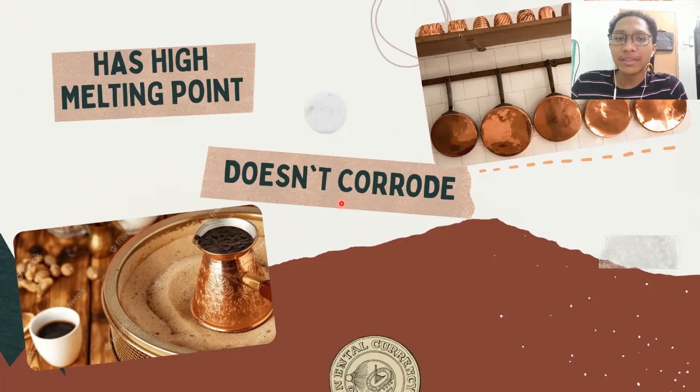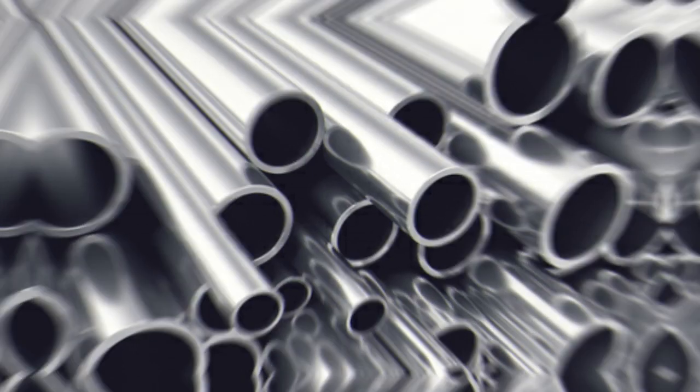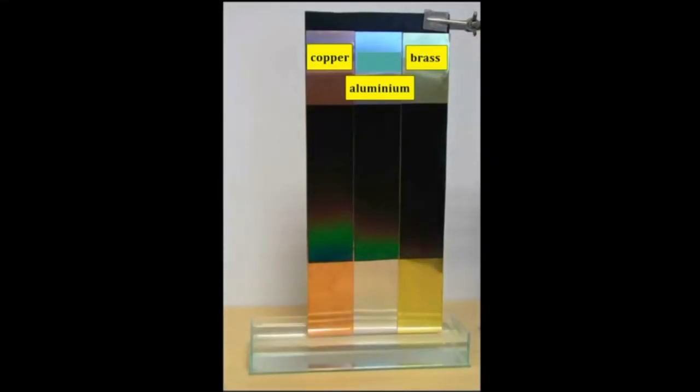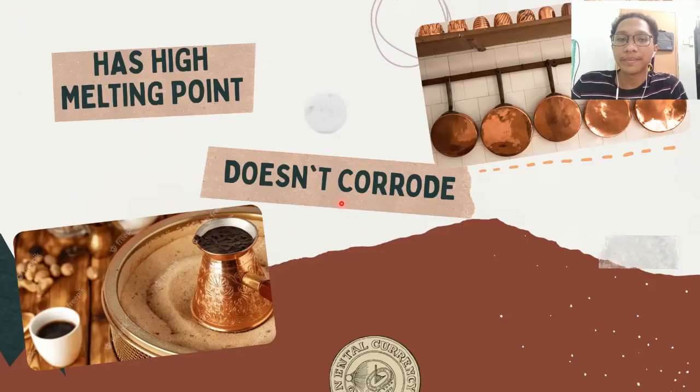The only other material that has similar resistance to corrosion is stainless steel. However, its thermal conductivity is 30 times worse than copper. That is why copper is better.